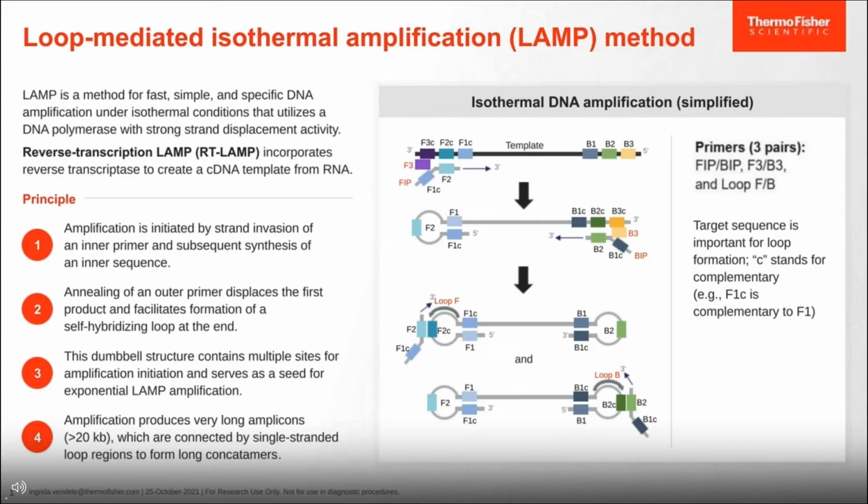Amplification is initiated by a strand invasion of an inner primer and subsequent synthesis of an inner sequence. The inner primer also contains a complementary sequence, and following annealing of an outer primer which displaces the first product, the complementary sequence allows the formation of a self-hybridizing loop at the end. And this formed dumbbell structure then serves as a seed for subsequent exponential LAMP amplification. It has multiple sites now for amplification initiation. The end products are very long, connected by single-stranded loop regions into long concatemers, often also called cauliflower-like structures.